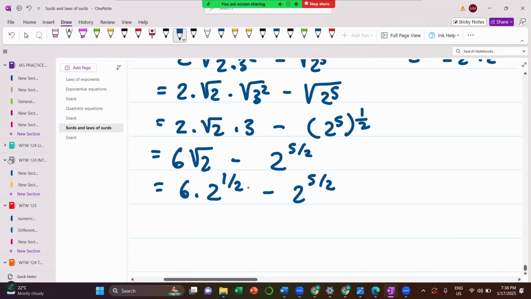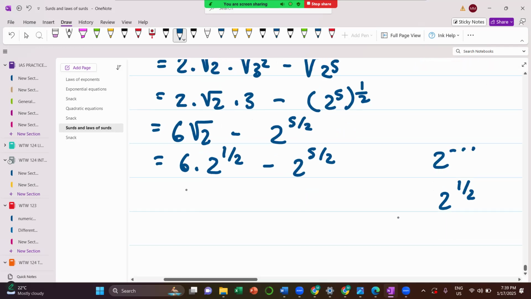So now what do I do? I see that I have a 2 here and a 2 there, so I can take out 2 to the exponent of something as a highest common factor. But that something has to be the smallest exponent, right? Let me check. 5 over 2 is equal to 2.5, and 1 over 2 is equal to 0.5. Therefore, I have to take out 2 to the exponent of 1 over 2 as a highest common factor.